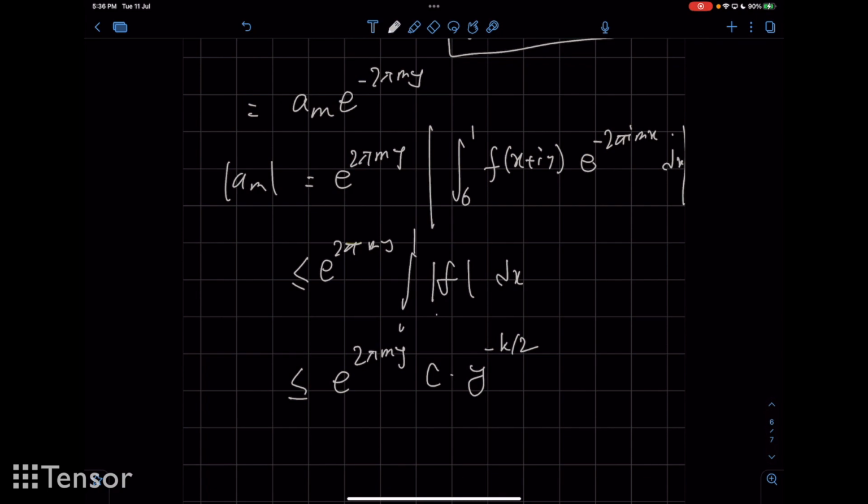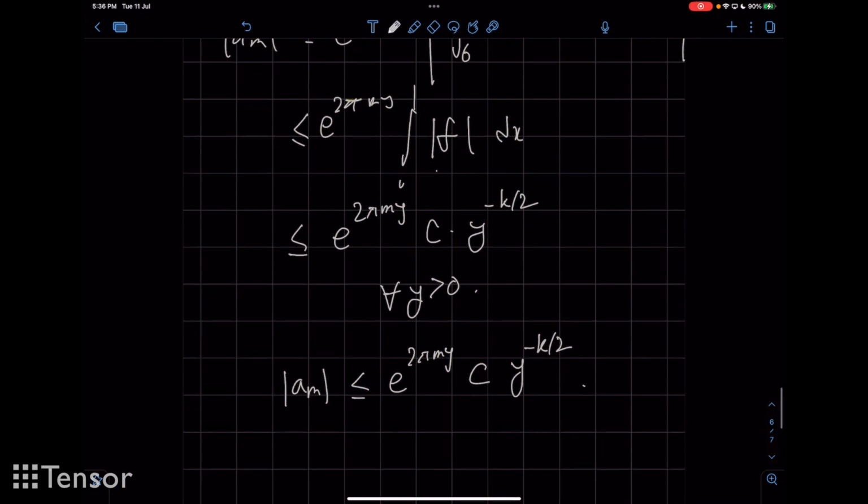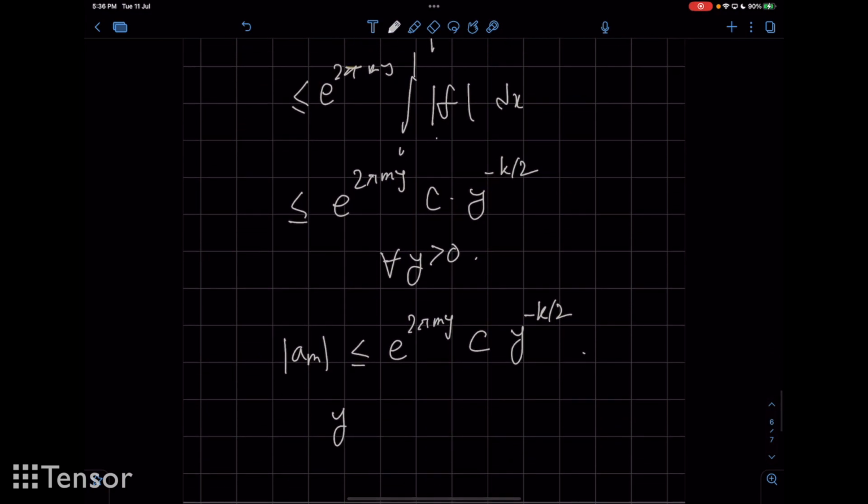And this is true for all y greater than 0. Actually, strictly greater than 0, because y is our imaginary part, and we are working in the upper half plane, so the imaginary part is always positive. So let's write it again: e to the 2 pi m y times c y to the negative k over 2. Now what we are going to do is take the limit as y goes to 0. So this part becomes 1 and this part vanishes.